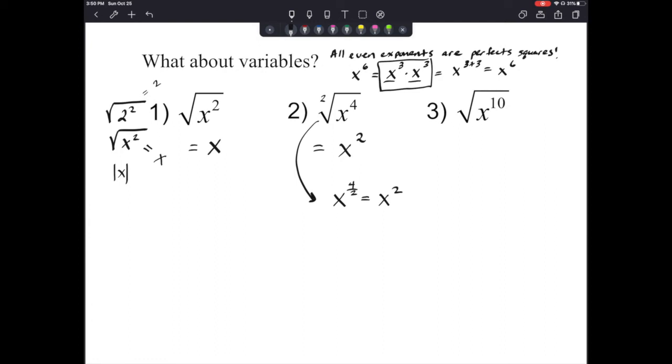So if we apply that here, the square root of x to the 10th, our root power is 2. So if you're writing it as a rational exponent, it's to the 10th power over our 2nd root, which is really going to say x to the 5th power. Same thing as just saying 10 divided by 2.